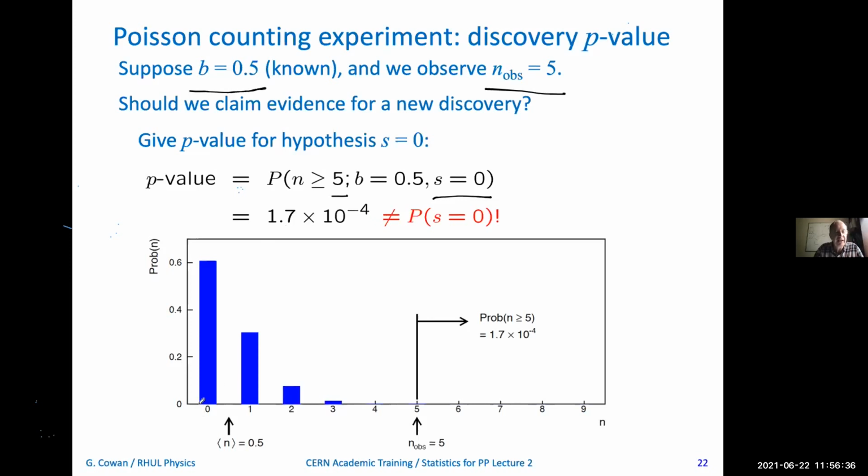Here I've illustrated that. This is the Poisson distribution for a mean of 0.5. So there you can see sometimes you get 0, sometimes you expect to get 1. To find 5 or more, that probability is very low. All right, so there's your low number. And I remind you that that's not the same as the probability that s is equal to 0, right? It's just a different number.